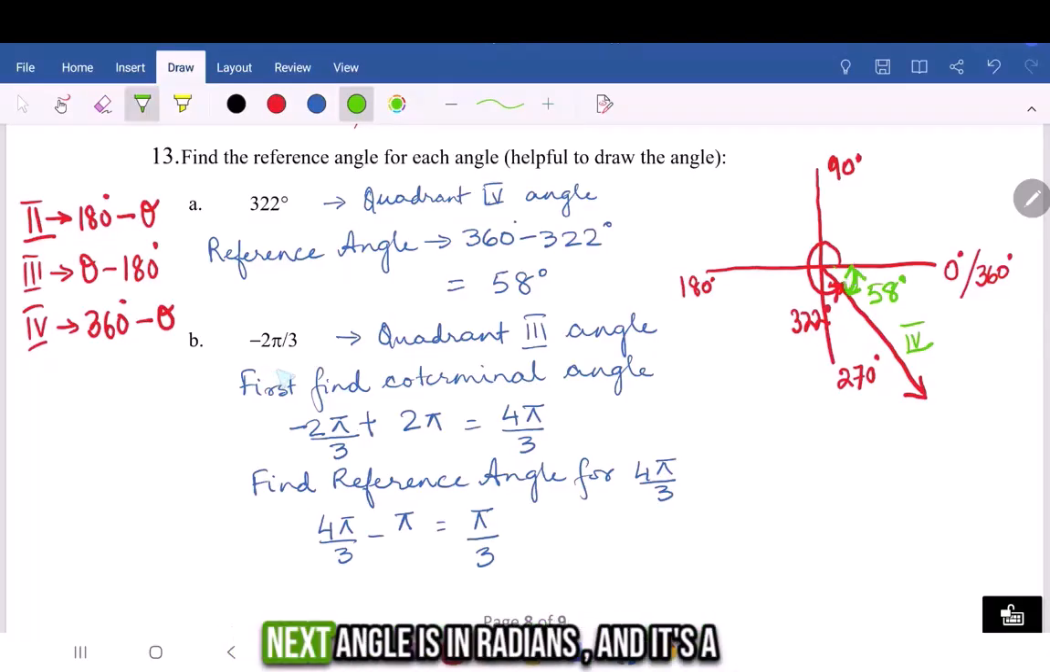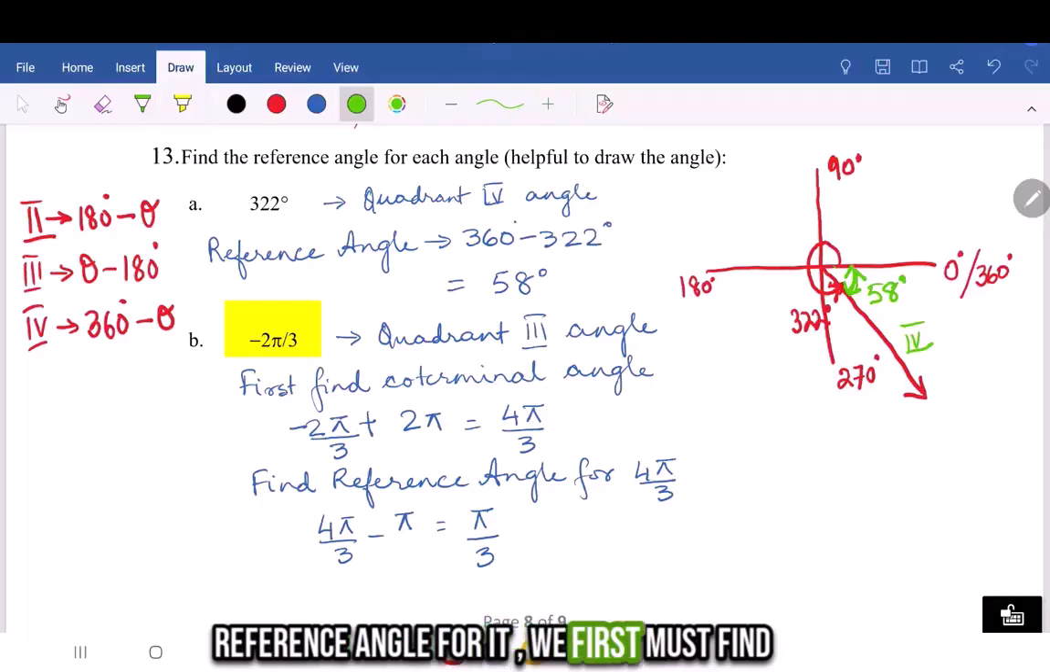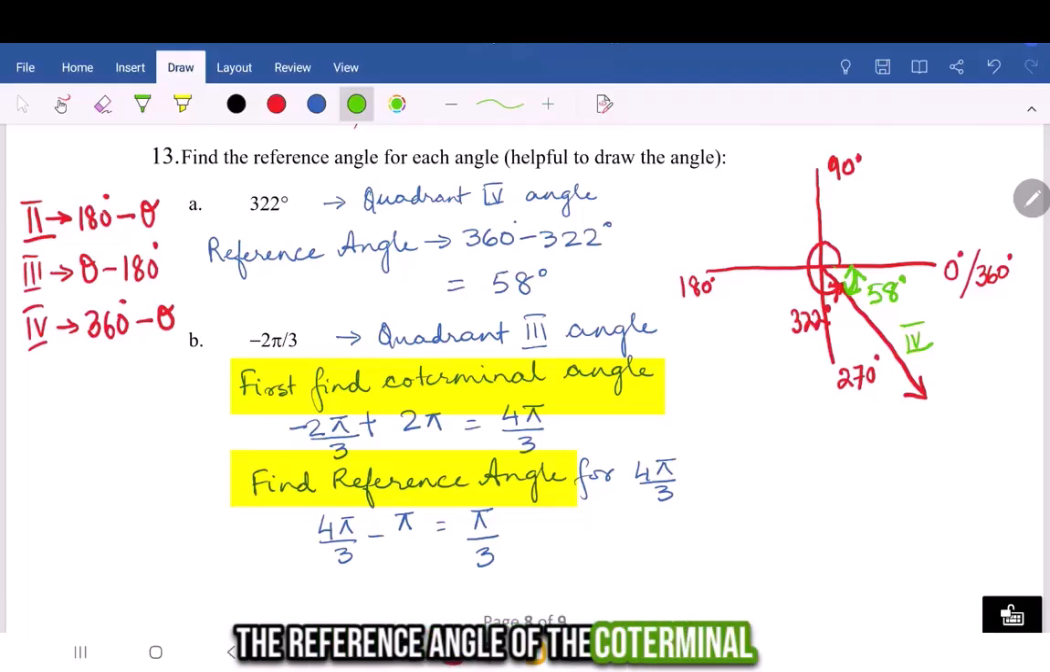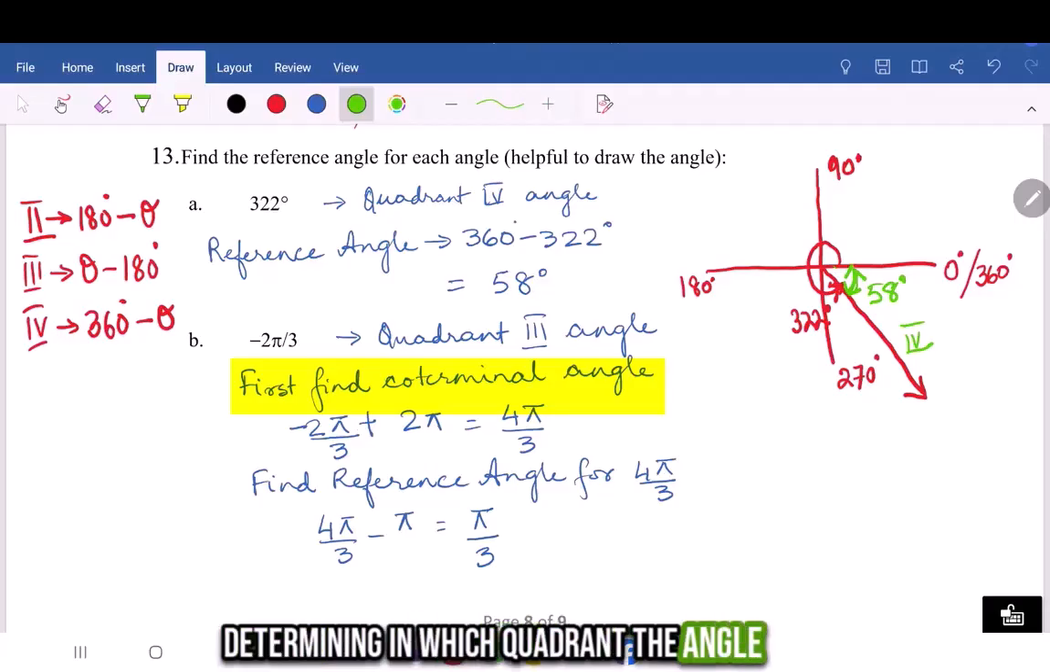All right. Now, the next angle is in radians, and it's a negative angle. Now, if the angle is negative and we need to find the reference angle for it, we first must find its coterminal angle, and then we'll find the reference angle of the coterminal angle. So first, I'm going to begin by drawing the angle and determining in which quadrant the angle would lie.